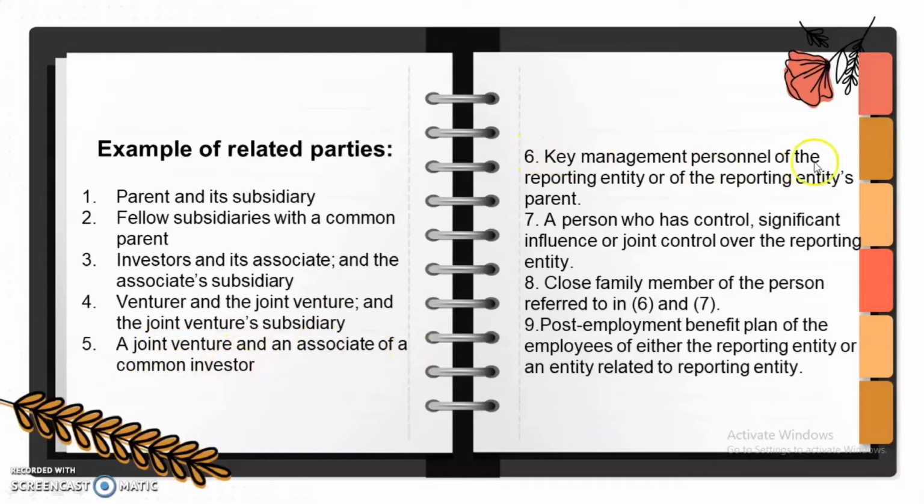Key management personnel of the reporting entity or of the reporting entity's parent. A person who has control, significant influence, or joint control over the reporting entity. Close family member of the person referred to in 6 and 7. And lastly, post-employment benefit plan of the employees of either the reporting entity or an entity related to the reporting entity.